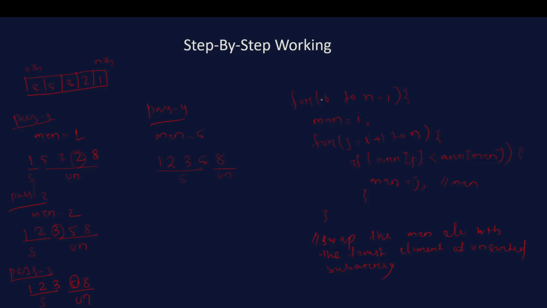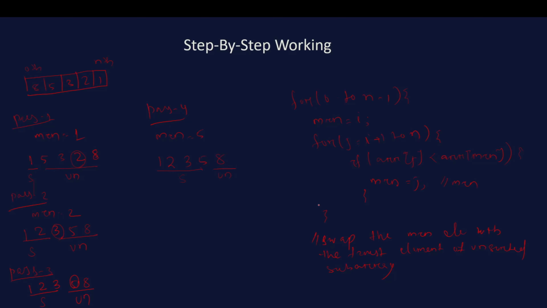We need to run the loop from 0 to n minus 1 for the number of passes. So if you see, we have 4 passes over here. Then we will assign the minimum index as the first index because we are not sure which index is the minimum one. Then for j, this is the inner loop to find the minimum element. After finding the minimum element, we will swap the minimum element with the first element of the unsorted subarray. So in this way, we will sort it using the selection sort.